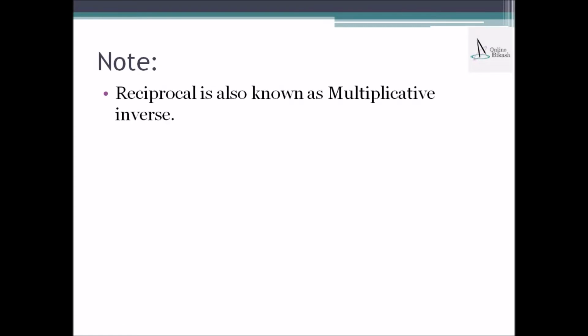Note that reciprocal is also known as multiplicative inverse. Sometimes we call it multiplicative inverse. 0 has no reciprocal. Why? Because if you multiply anything with 0, the result will be 0. Meaning to say, there is no number with which you can multiply 0 to get 1. So 0 has no reciprocal.